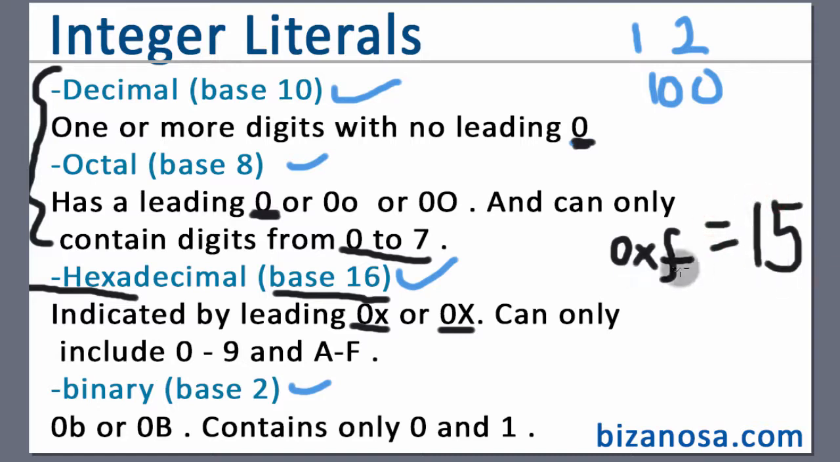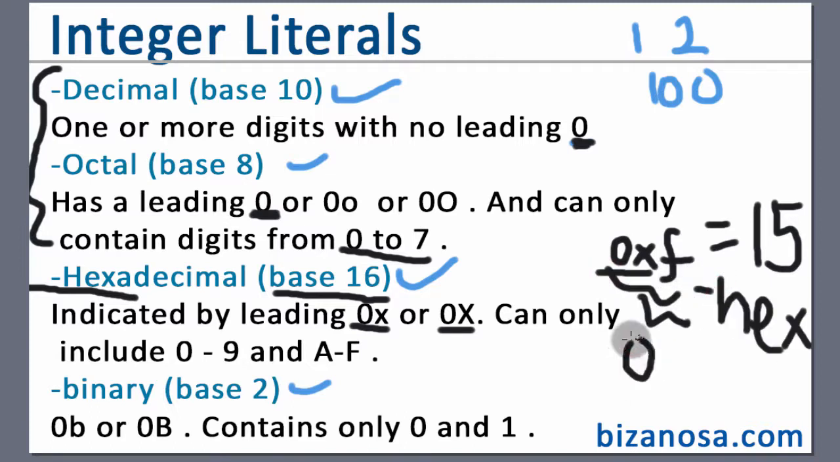If the interpreter sees this, it will know that this is not a string, but a hexadecimal number. It can be 0 and a small x or 0 and a capital X.